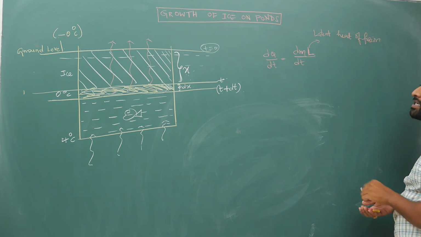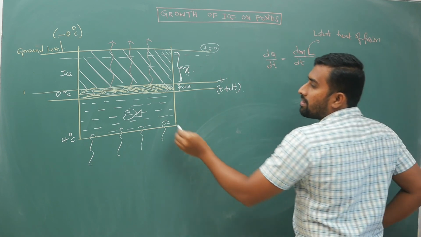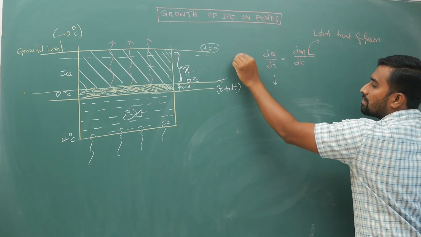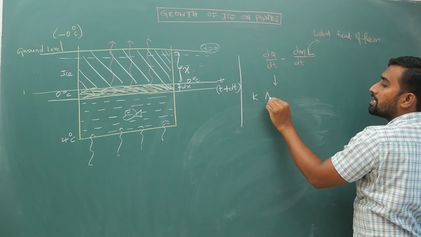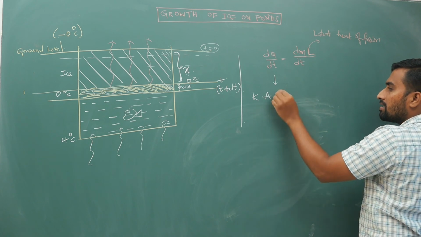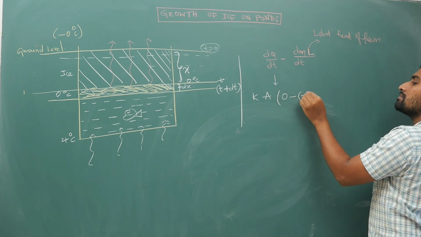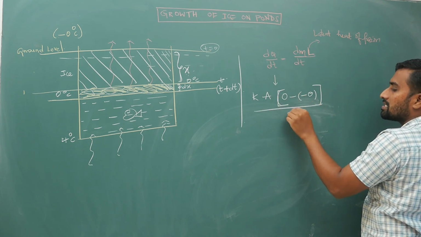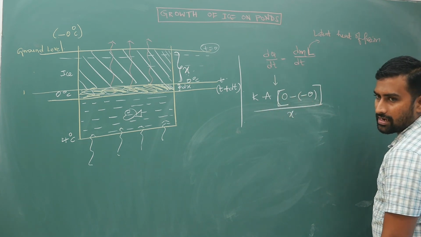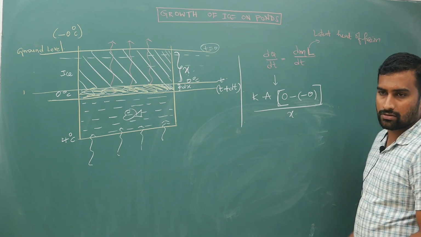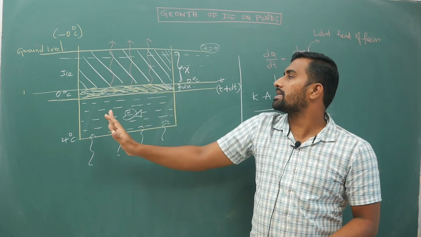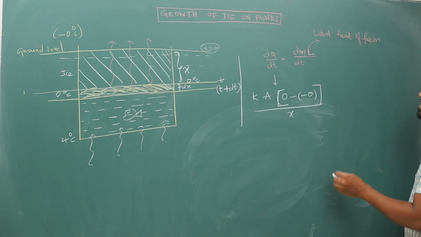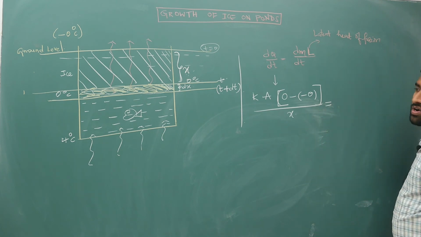Now what is your dQ by dt? This is at 0 degrees centigrade, this is at minus theta. So it is thermal conductivity K of ice into area of ice A times 0 minus theta by the length along which heat energy is transferred, x. K A delta theta by x. Your heat energy is going upwards like this. So K A (0 minus of minus theta) by x is equal to dm L by dt.